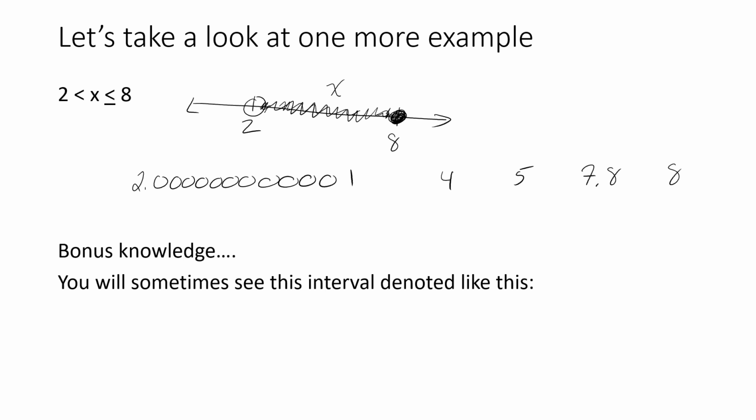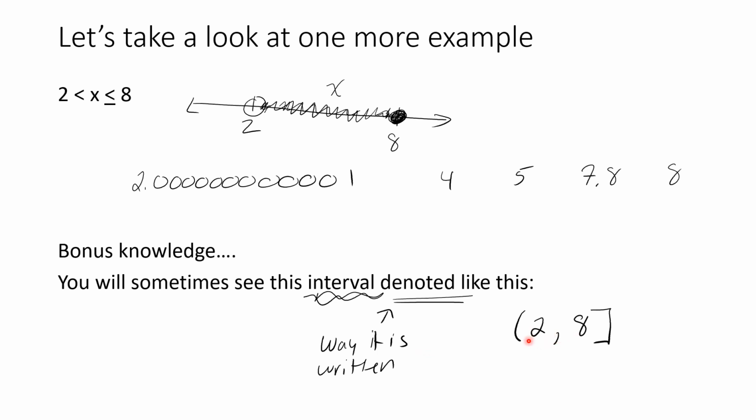Now, because I'm a big fan of knowledge, and I will often offer my students bonus knowledge, like that's what you get for coming to school today, you will sometimes see this interval denoted like this. So a little bit of vocabulary. That's called an interval, and denotation has to do with the way we write it, the way something is written down. And so you will sometimes see that written like this, with a parenthesis, a 2, a comma, an 8, and then a bracket. And what that means is that it is the interval from 2 to 8.